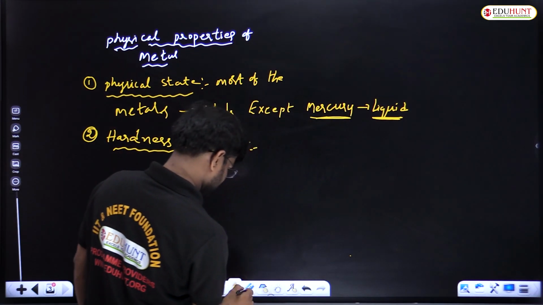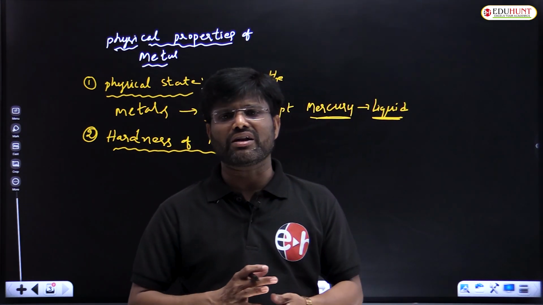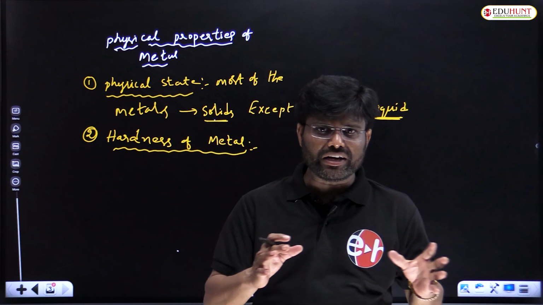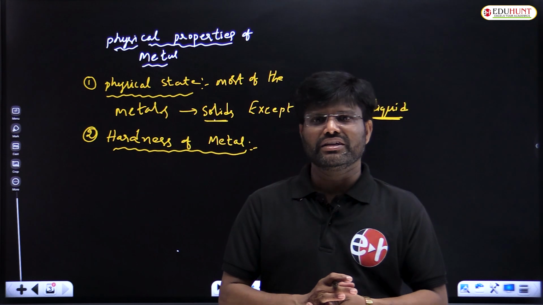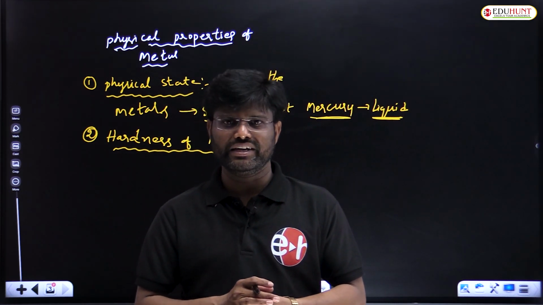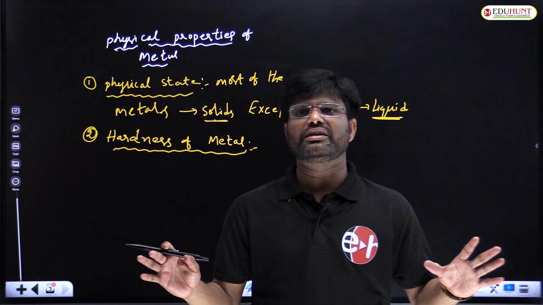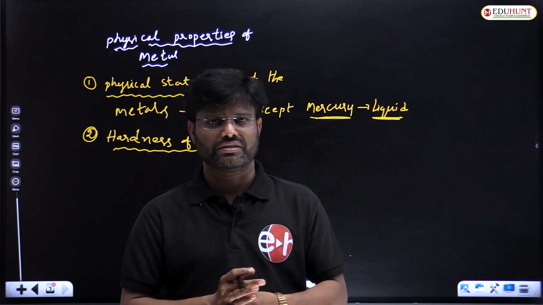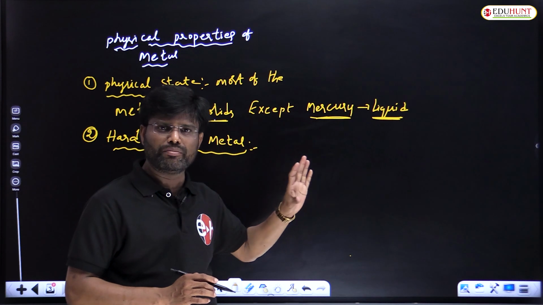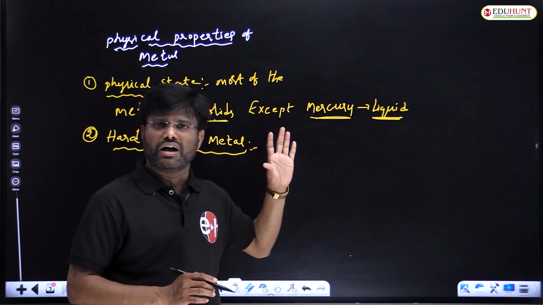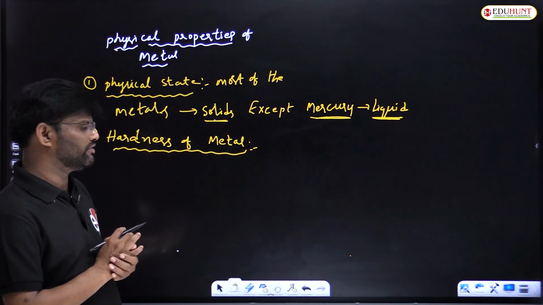Hardness of the metal. Most of the metals are hard in nature, but all metals are not equally hard. The hardness of the metals varies from metal to metal. Once again, most of the metals are hard in nature, but all metals do not have the same hardness. That is the hardness of the metal.